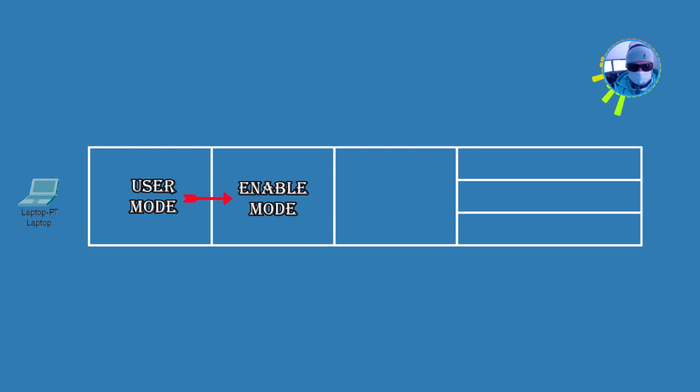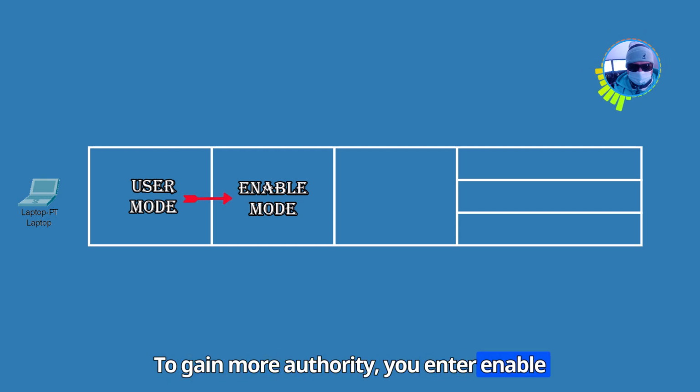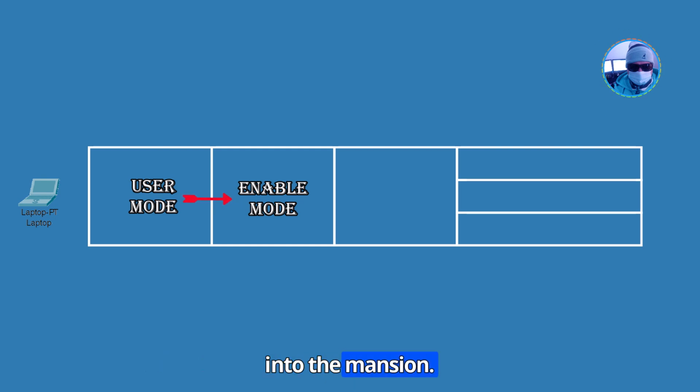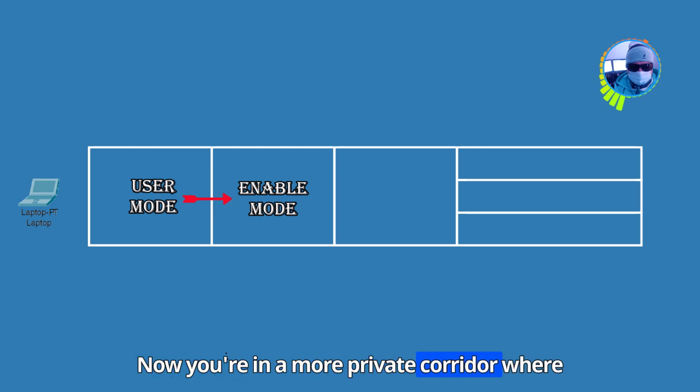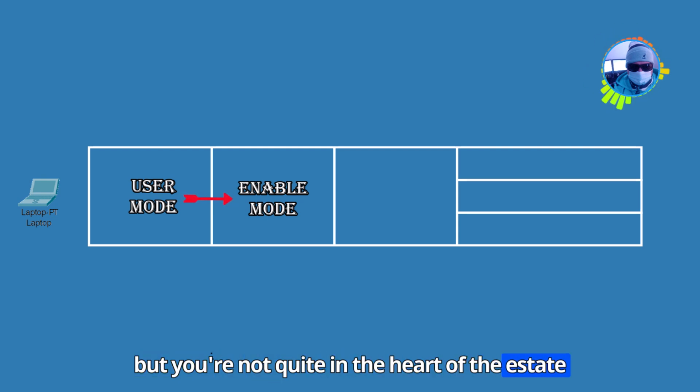Enable mode. Unlocking the door to the main wing. To gain more authority, you enter enable mode. It's like unlocking a door that leads deeper into the mansion. Now you're in a more private corridor where you have greater control over your environment, but you're not quite in the heart of the estate yet.